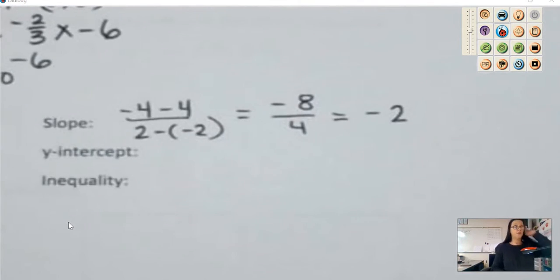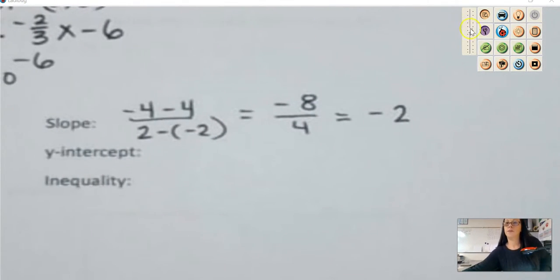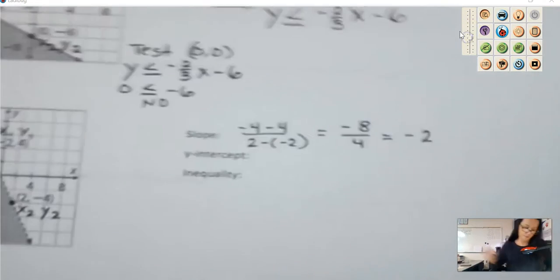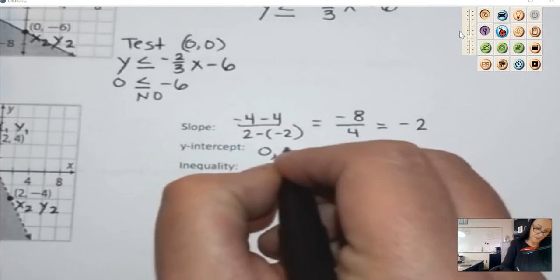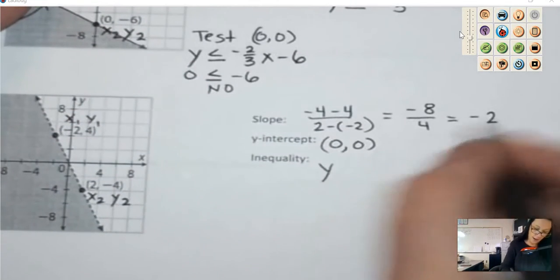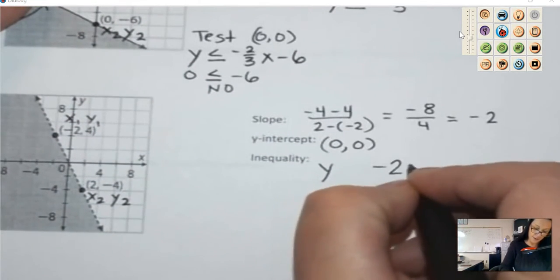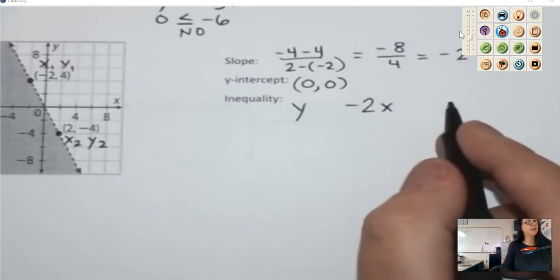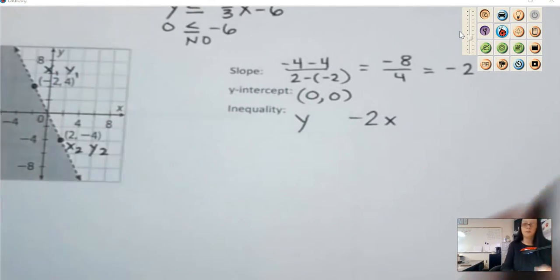You get -2 for the slope. And then the y-intercept was at 0, 0, because it hits the y-axis right there at the origin. So your inequality, y, leave some space, -2x. If you want to put +0, you can, or you can leave it off.